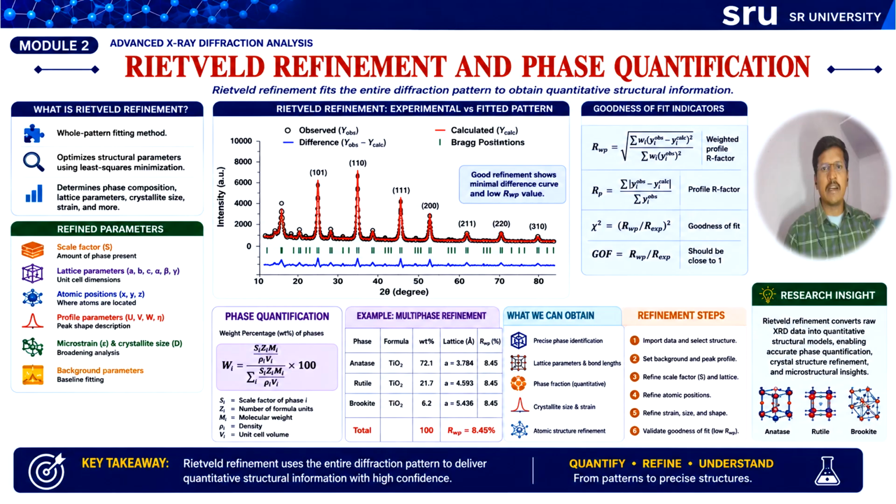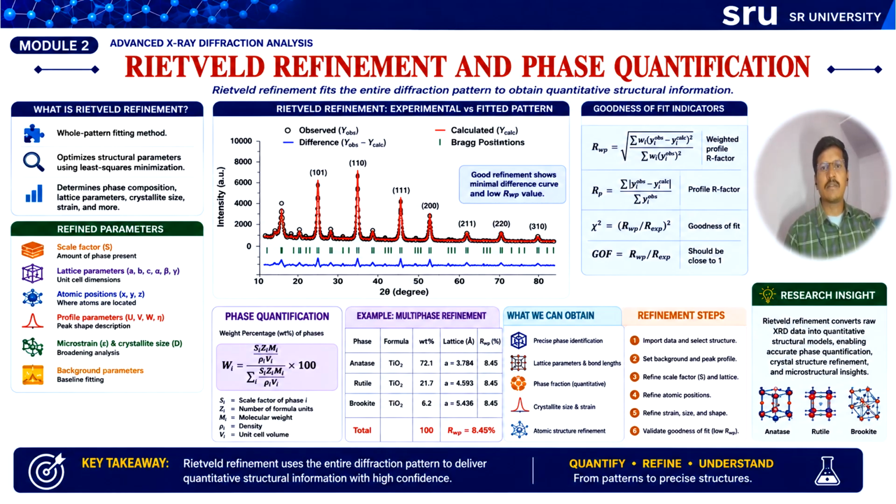In normal XRD analysis, researchers often identify phases by comparing peak positions and intensities. However, when a material contains multiple phases, overlapping peaks, lattice distortions, preferred orientation, or structural defects, simple peak analysis becomes insufficient. This is where Rietveld refinement becomes extremely important.